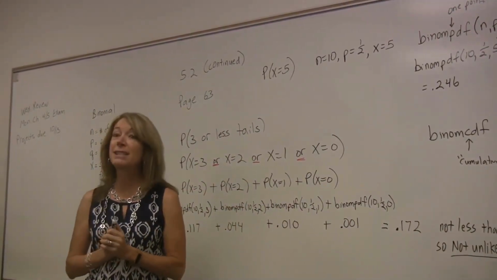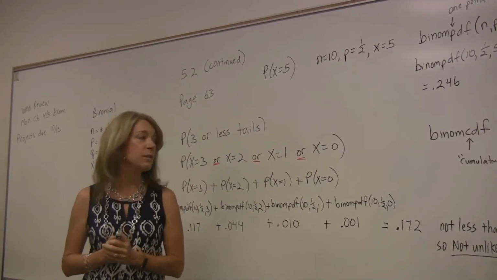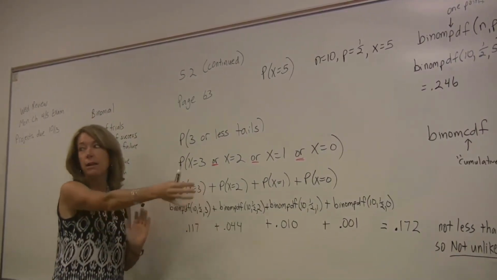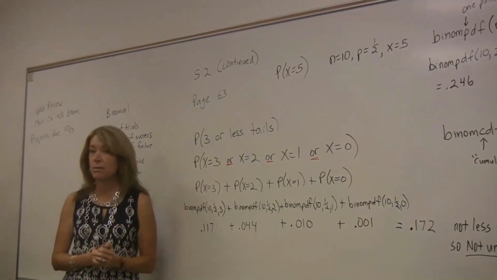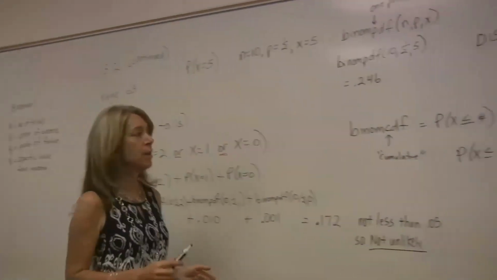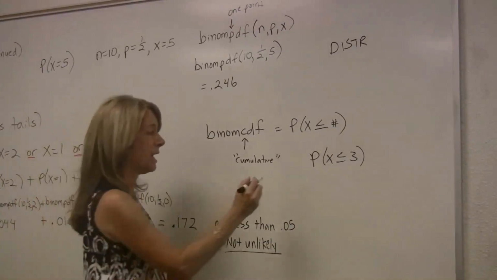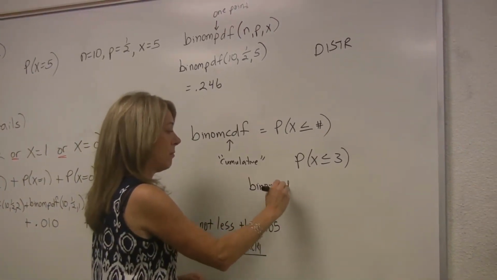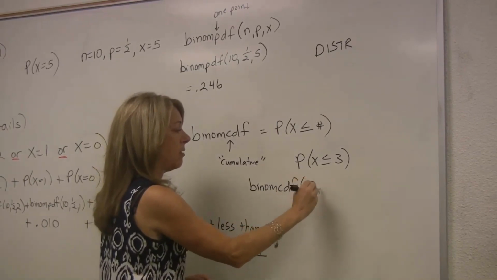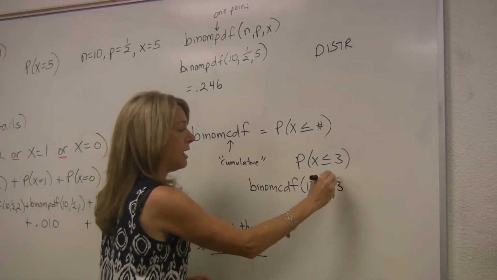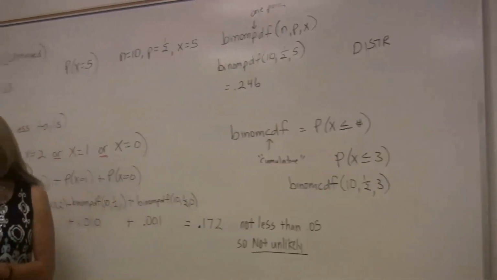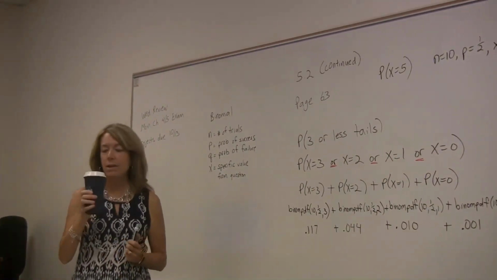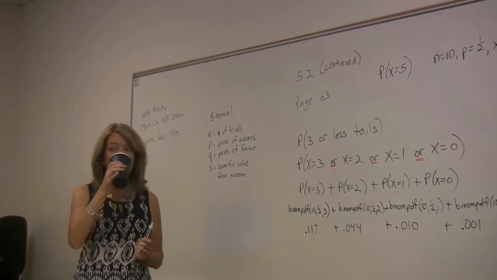We could use binomial CDF. And binomial CDF does exactly what we just did. It takes the 3 and everything below it all the way down to 0. So let's try binomial CDF with the same information here. The n was 10, the p was 1/2, and the x was 3. Put that into your calculator and see what you get.